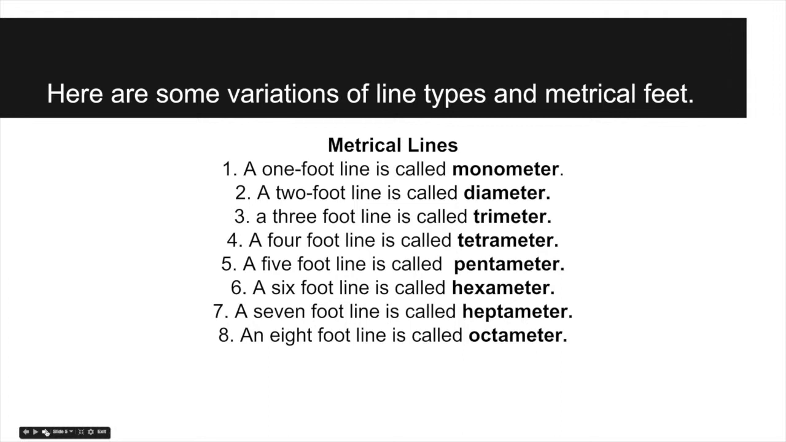So as you can see here, there's a bunch of different types of meter, and if you know the prefixes like mono, di, tri, you can figure it out. But a 1 foot line is called monometer. 2 feet, dimeter, kind of like in geometry. Trimeter, tetrameter, pentameter, hexameter, heptameter, and octameter. Now these are going up from 1 to 8. And remember that a foot is 2 syllables. You have to do a little math there.